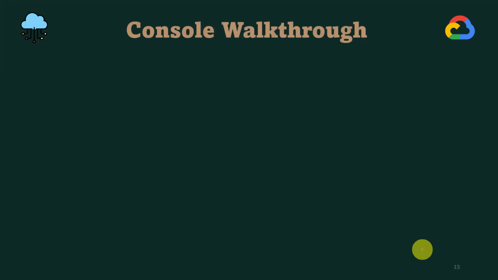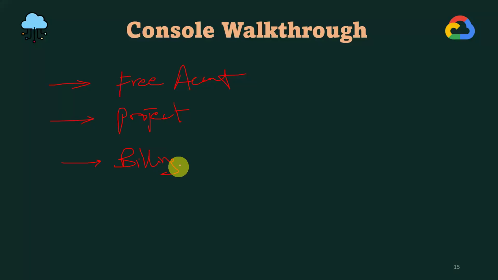In the next session, I am going to talk about the console walkthrough, where I am going to tell you about free tier account creation, project setup, billing management, and the fourth one is APIs, enabling and disabling the APIs. So these are the 4 things we are going to see in the next topic, guys. I would like to stop the session here for today.